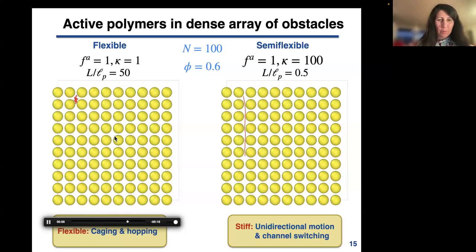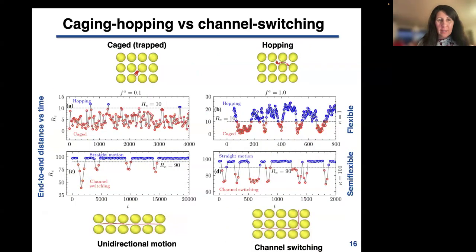I think I stopped the video because you see the phenomenology, basically being trapped in the pores, like here, and then opening up and then going to another channel. And if you look at the time dependence of the end-to-end distance, you can see for the flexible case that when it's trapped in a cage in between the pores, it has a rather small end-to-end distance, but occasionally it just goes beyond some value, and that's when it hops, it gets elongated.